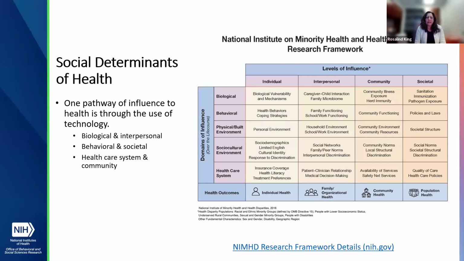Another framework advanced by the NIH, Healthy People 2030, and others is that of the social determinants of health. This table comes from the National Institute of Minority Health and Health Disparities, one of the NIH's 27 institutes and centers. Across the top are levels of influence from the individual to societal. Down the side are domains of influence from within the individual body outward to the healthcare system. And I've picked 3 of the cell intersections as brief examples for today.